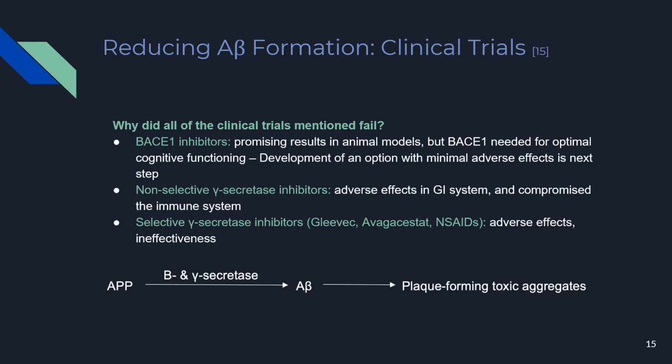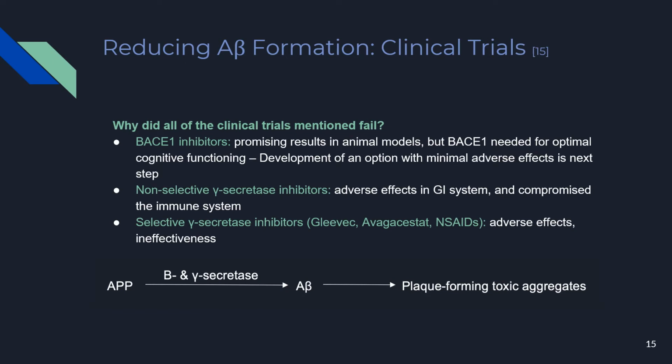APP and Notch are substrates of gamma secretase that are known to have implications in Alzheimer's. Non-selective gamma secretase inhibitors have shown promise in reducing brain amyloid beta and Notch signaling, but seem to cause gastrointestinal complications and lead to a compromised immune system as well as declines in cognitive functioning and sometimes even skin cancer.